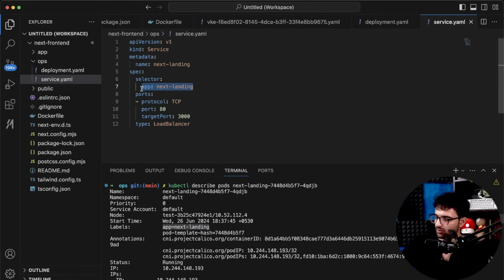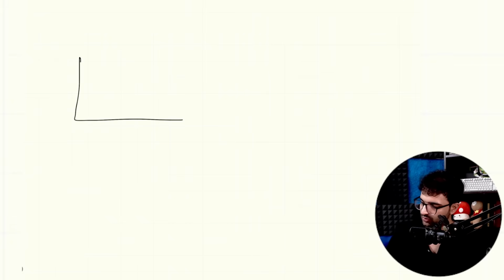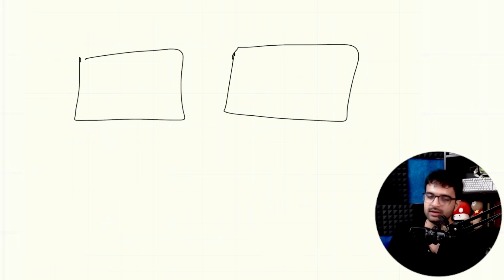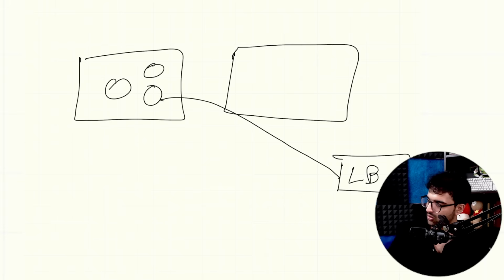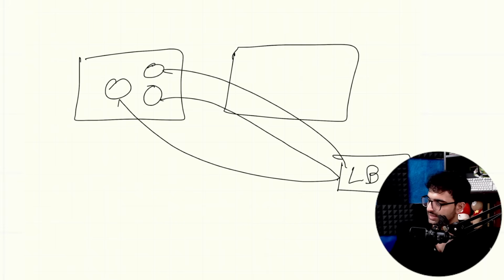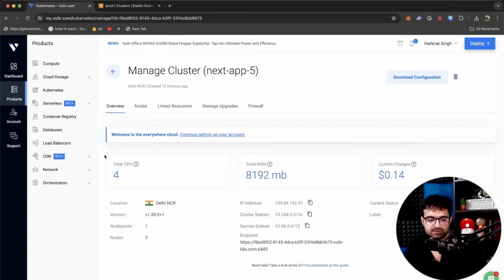So in the end, what would happen is, step 1, you created a Kubernetes cluster that created 2 machines. We just saw that in Vultr. Step 2, we created a deployment which created 3 pods of our NextJS application. And lastly, we created a service which is going to create a load balancer which will route all the traffic to these 3 containers that we have started. Let's go to the Vultr dashboard and let's look at the load balancers section right here.